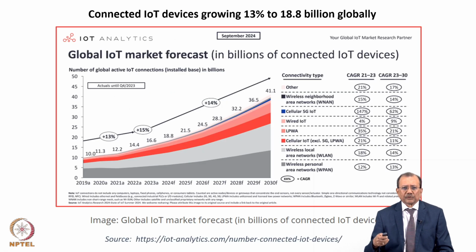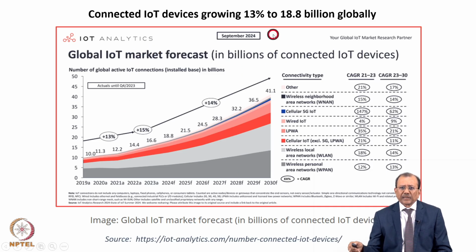This picture shows how the number of devices is increasing day by day. As per these statistics, shared very recently by IoTanalytics.com, a well-known company, there is growth of 13% year after year, in cellular data and wired data. Billions of devices are being connected. As per one estimate, today more than 18.8 billion devices are connected globally.